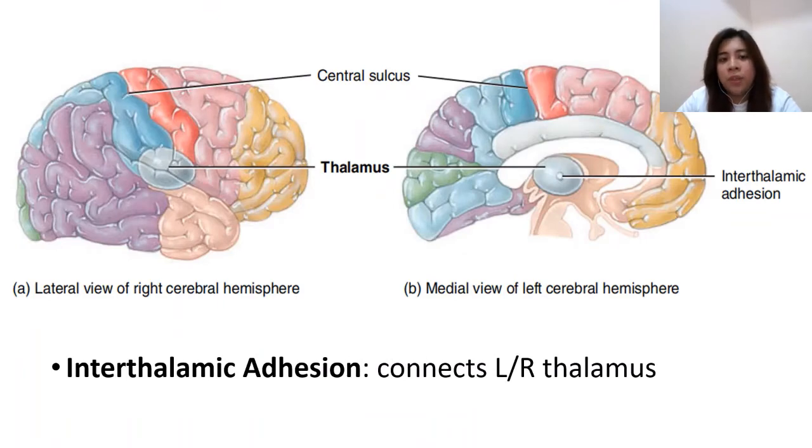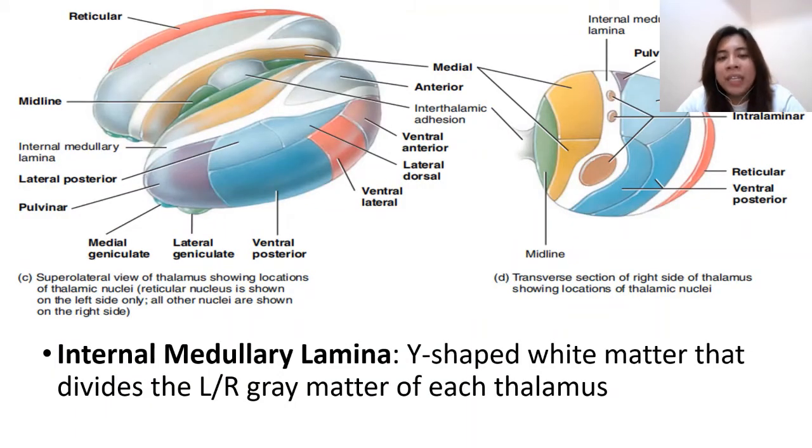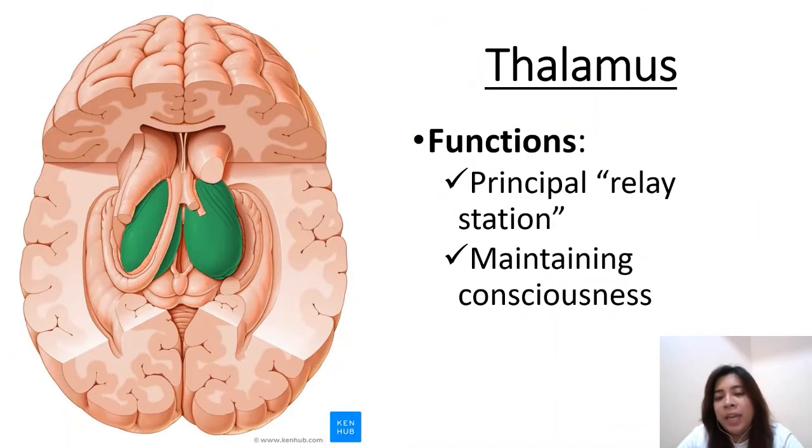So for the parts of your thalamus, you have here your interthalamic adhesion. So your thalamus is paired. You have one on the right and one on the left, and it is ovoid in structure. There's something that connects those two sides, and it is called your interthalamic adhesion. Next, within each half of the thalamus, you have your intermedullary lamina. Each one has this Y-shaped mass of white matter, which divides each half of the thalamus. Okay? Main function, relay, and consciousness.